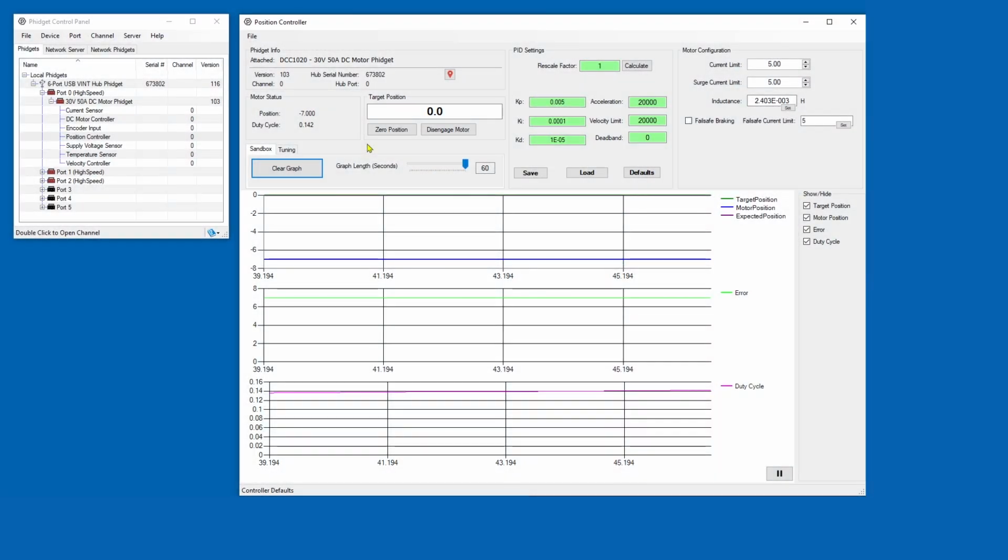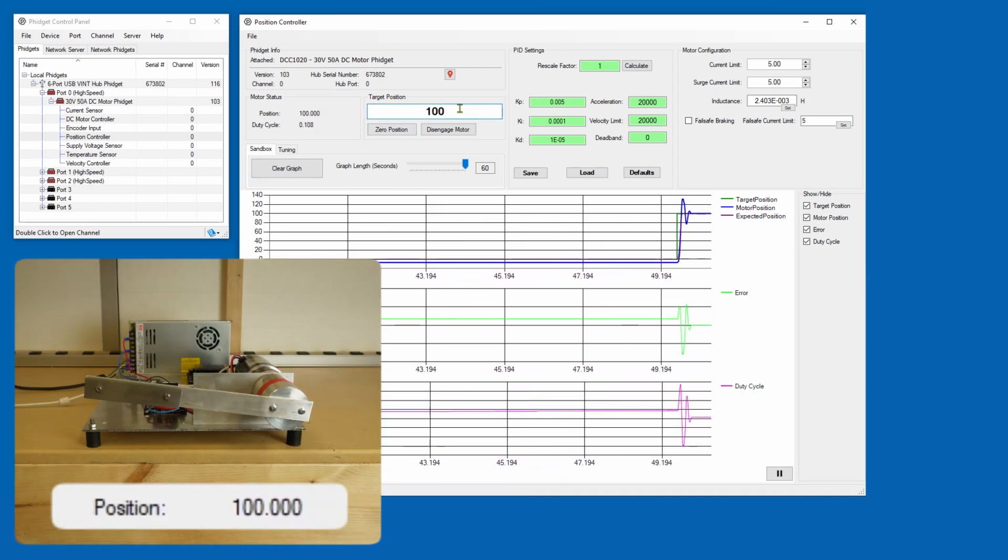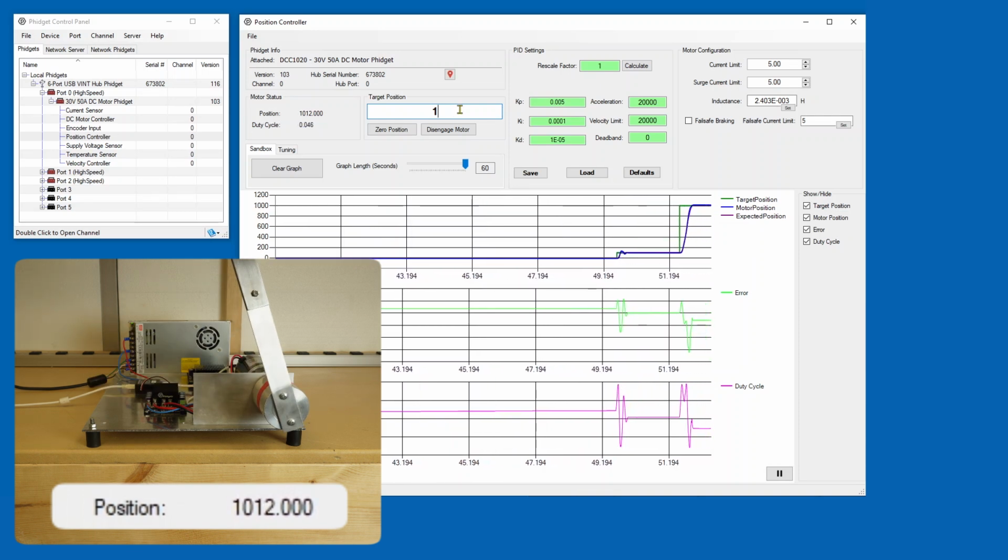When we first open the position controller channel, these units are all in encoder pulses. A velocity of 20,000 pulses per second is difficult to conceptualize, especially when the actual position moved will vary depending on your encoder and motor specifications. We can set a target position for the motor, but the default units are not intuitive.